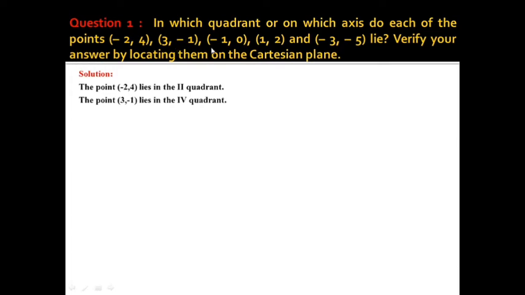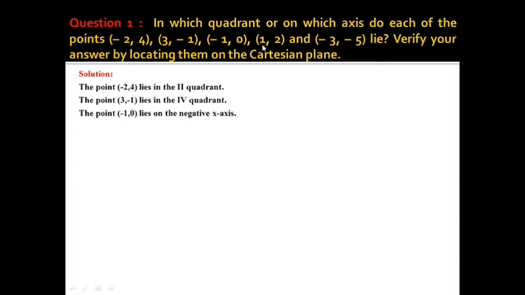Then next it is given minus 1 comma 0. So minus 1 is x and 0 is y. It means they lie on the negative x axis. So the point minus 1 comma 0 lies on the negative x axis. As here minus 1 is x, which is negative, that's why they lie on the x axis, because y is 0, the origin. Then the next, 1 comma 2.